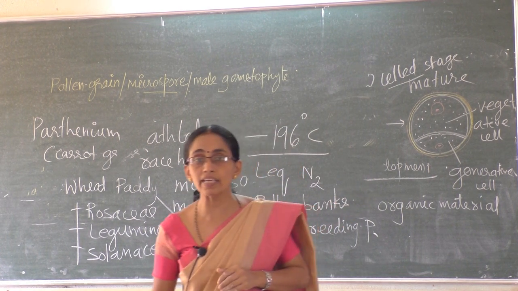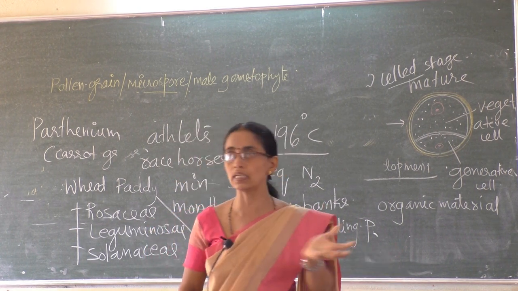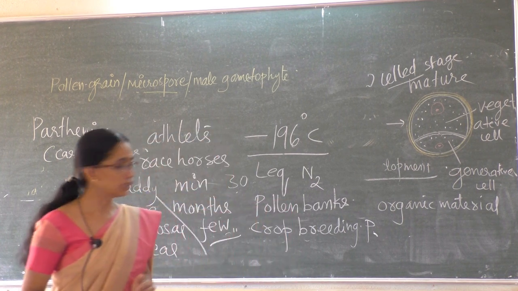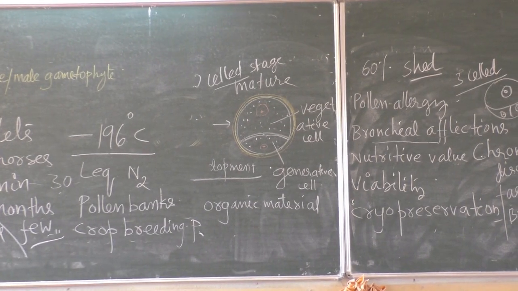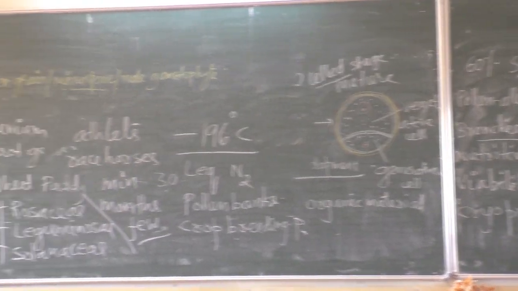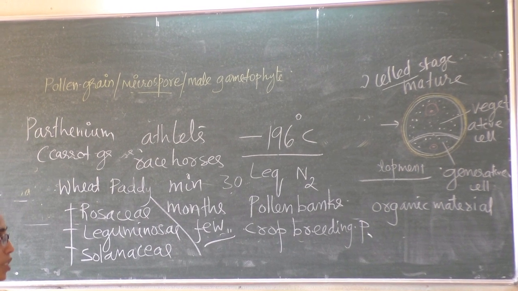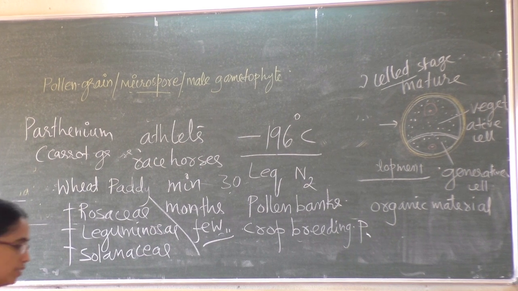The viability varies from pollen to pollen in different species, a few for a few minutes, a few for months. So, that is the end of the male reproductive structure, androecium, up to pollen grain, 3-celled, 2-celled, and finally how the pollen grains can be preserved.